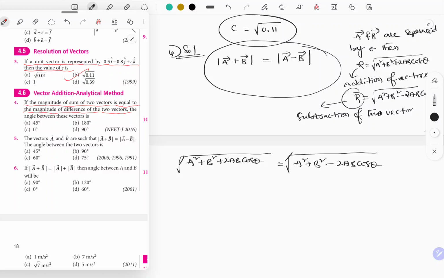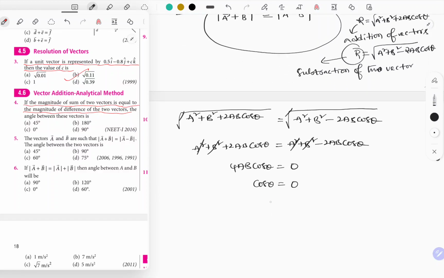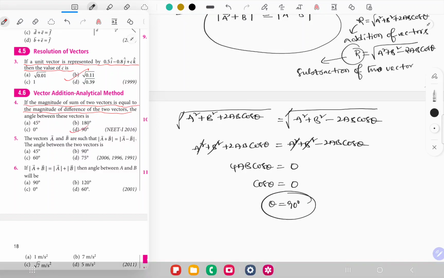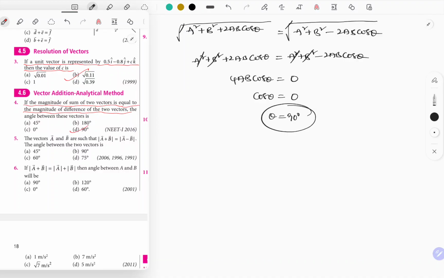The square root will get cancelled if you square on both sides. Then you are left with a square plus b square plus 2ab cos theta, which is equal to a square plus b square minus 2ab cos theta. A square and b square will get cancelled. So 4ab cos theta is equal to 0. Then cos theta is equal to 0. Then theta is equal to 90 degrees. This is the answer. Which option is correct? Option D is correct.